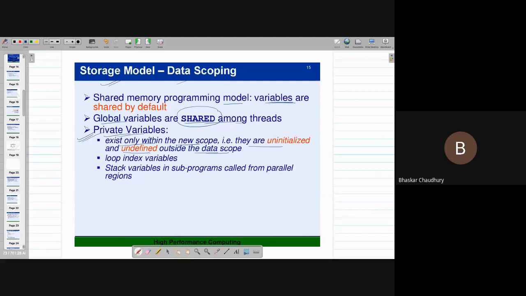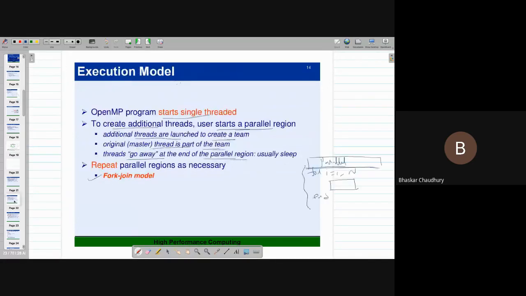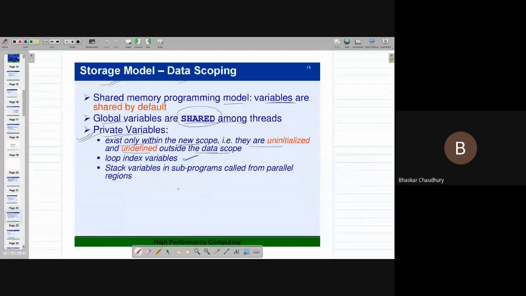Loop index variables are automatically private variables. Typically, sometimes it is also a good idea to explicitly mention them as private variables. Like in this case, you can see for i equal to 1 to n, I gave you an example. This will be treated as a private variable, so for each thread it will be private. And stack variables in subprograms called from parallel regions are private too, as we have already discussed, each thread has its own stack.